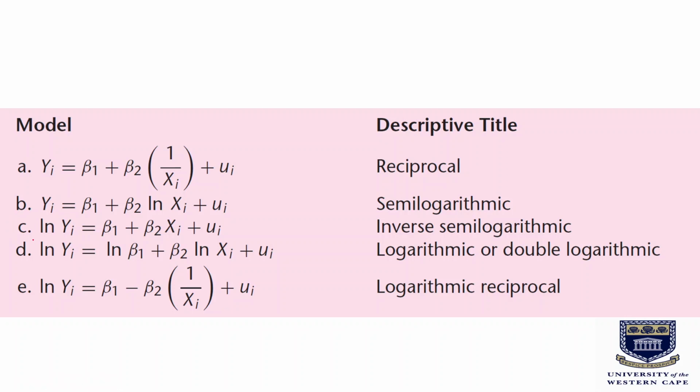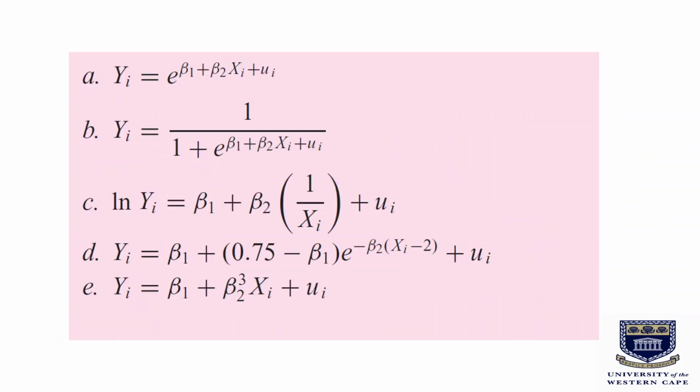However, when it comes to D, we notice that here we have the natural log of beta 1, and it turns out that beta 2 is in fact linearly related. However, we have the natural log of beta 1, therefore we cannot say that this model is linear in the parameters. E, on the other hand, once again is linear in both beta 1 and beta 2. And here we can do the same exercise.